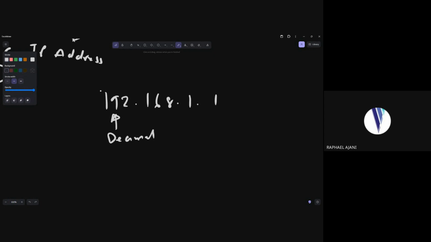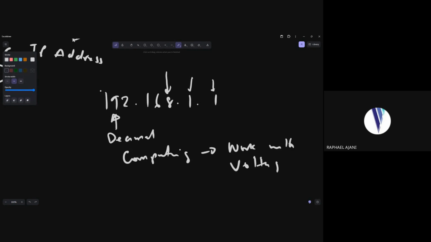right? This is also a decimal number. This is decimal. This is decimal. However, in computing, because every computer works with a voltage source, if you do not power up your computer with your battery or with your power charger, it will not work, right?